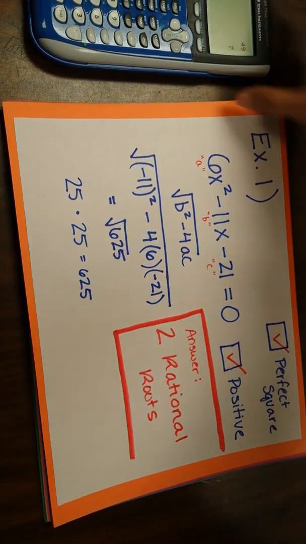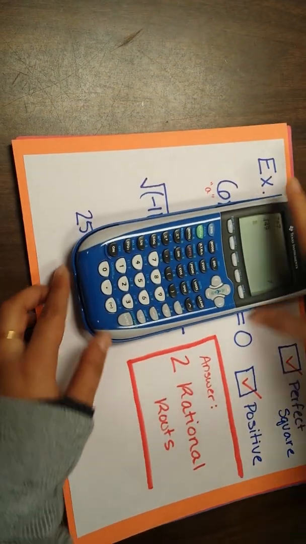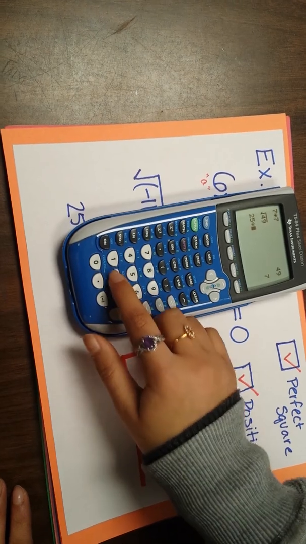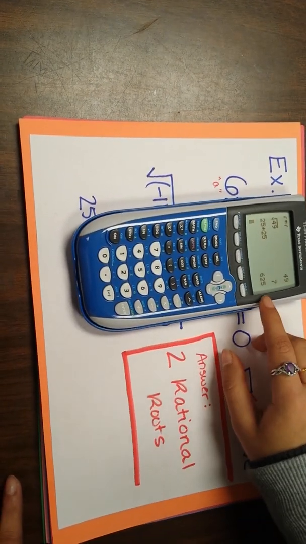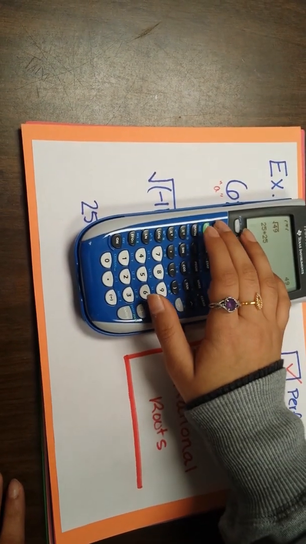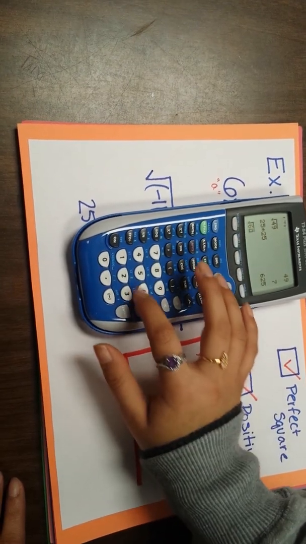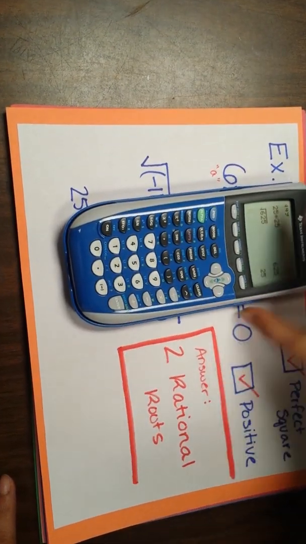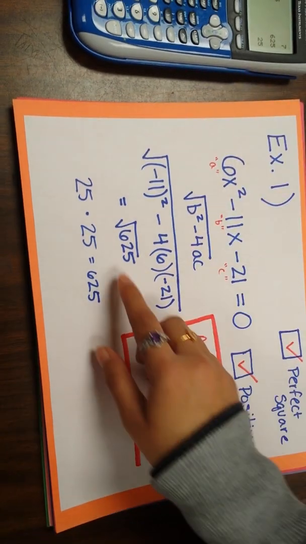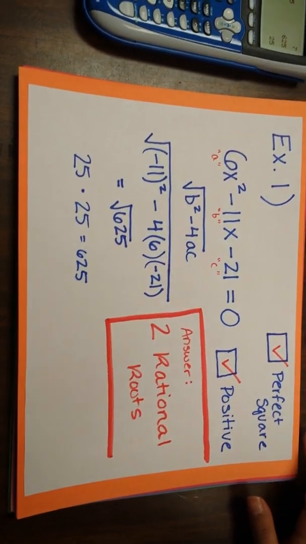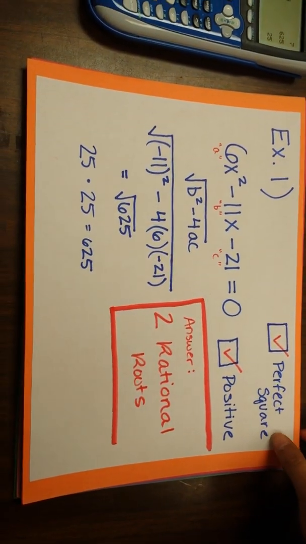625 is a perfect square because if you do 25 times 25, it equals 625. And then you find the square root of 625, you get 25. So it is a perfect square, and obviously it is a positive number. So the answer has to be two rational roots.